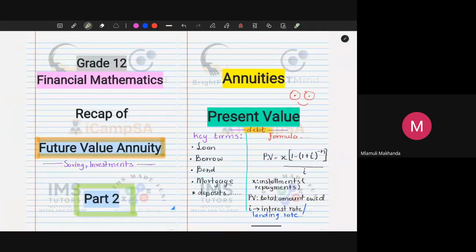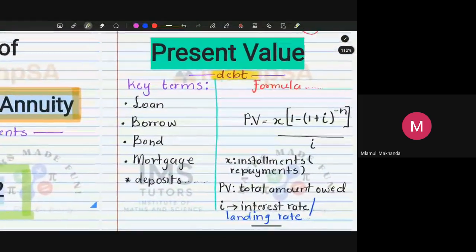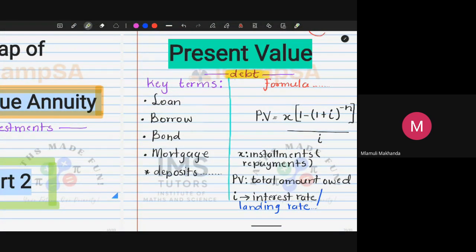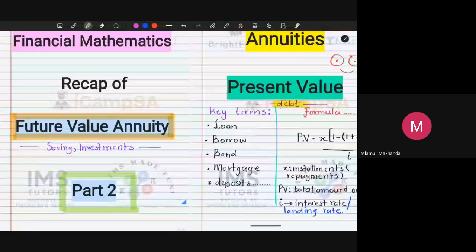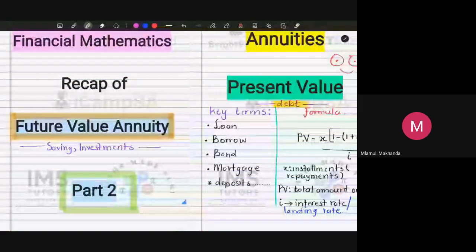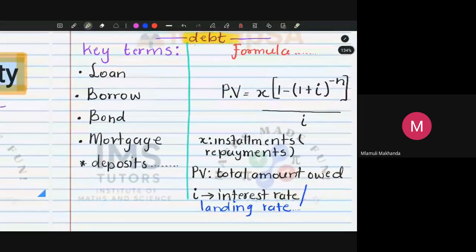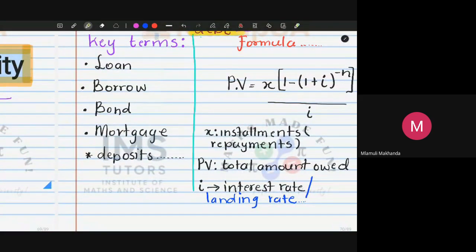Last time, just a quick brief, I introduced you to present value annuities, and I said there are key terms that you should look for when dealing with them. One of the terms is loan, the other one is borrow, bond, mortgage, others call it deposits, and so on. Remember, we said present value annuities are associated with debt, borrowing money, while future value annuities, which we covered in a separate lesson, are associated with savings, investments, retirement, and their friends. The formula for present value annuities is as given here.